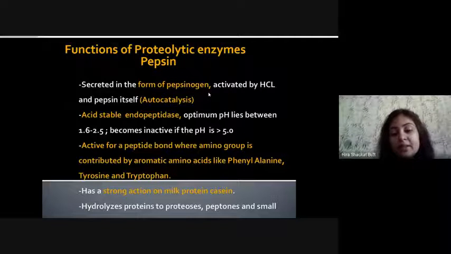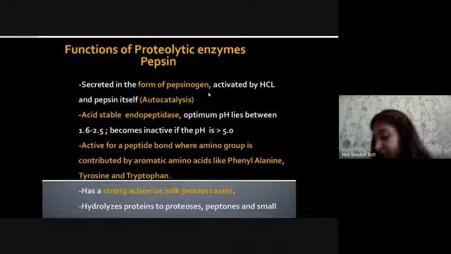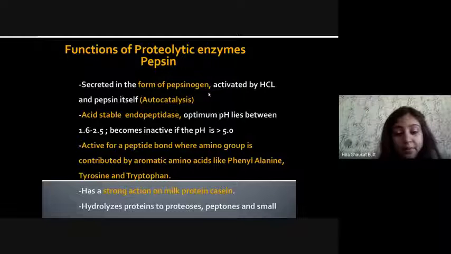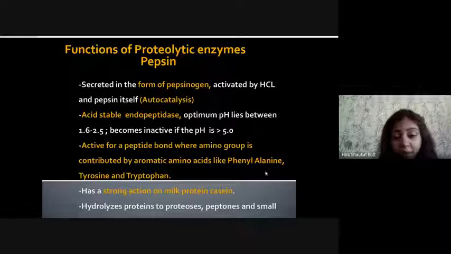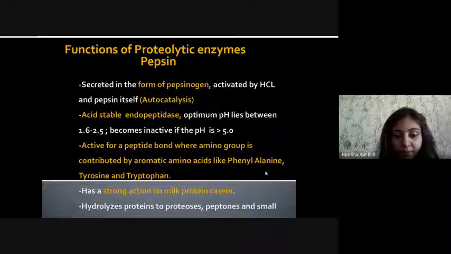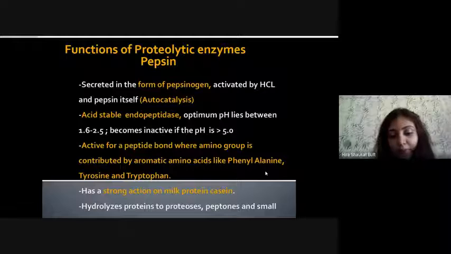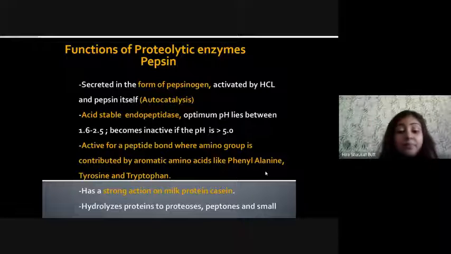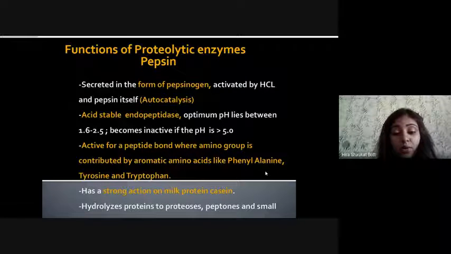It has a strong action on the milk protein casein. Always remember that casein is a milk protein which is present in the milk of the cow and in the milk of the human as well. So pepsin, what is the basic function of pepsin? It converts protein into peptones and small peptides, and peptone is the soluble form of the polypeptide chain.